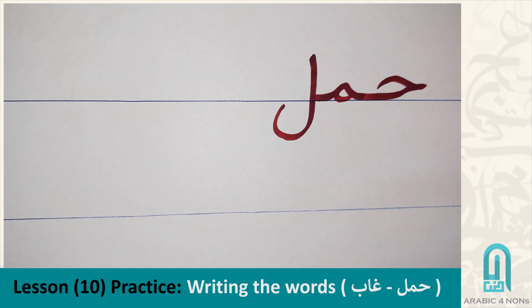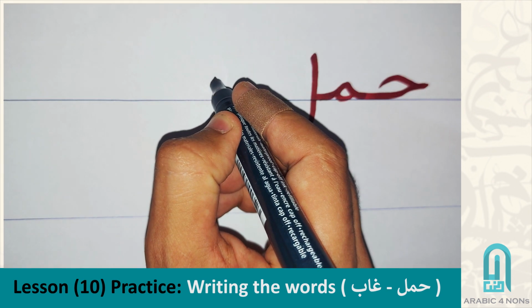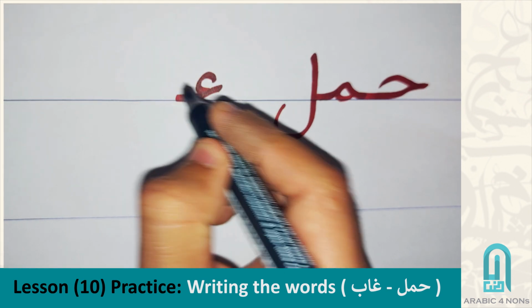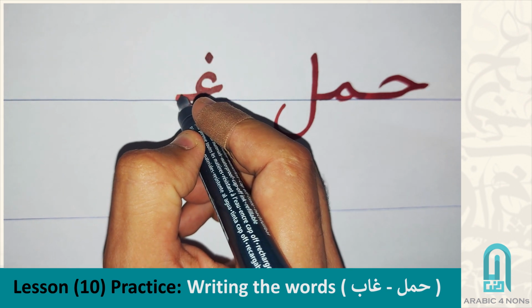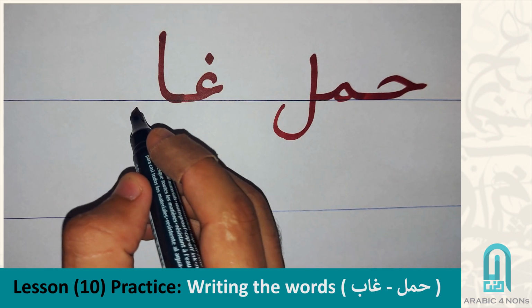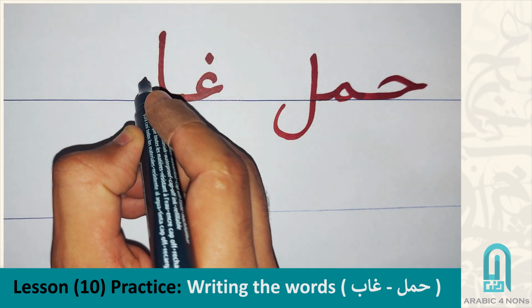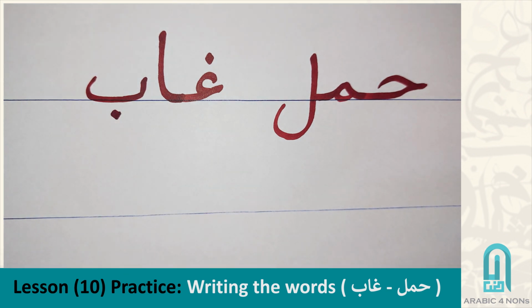And that's all. The second word, غاب, the first letter, we write it like this. There is no need to do the lower curve. Don't forget the dot. And then ا. And then lastly, ب, a boat, and a dot below the boat.